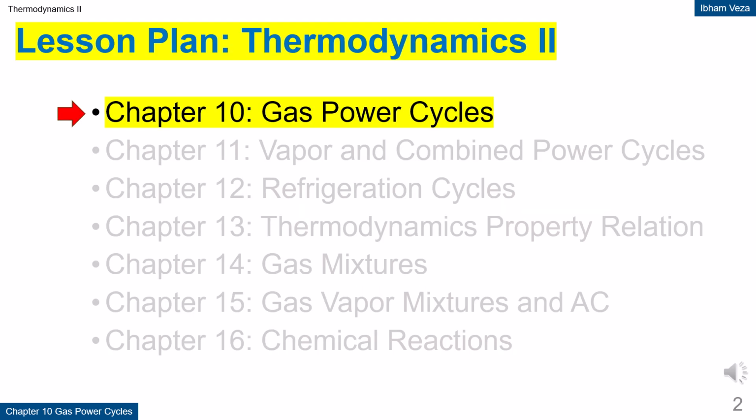Lesson Plan, Thermodynamics 2. The course structure shows the relationship among various power and refrigeration cycles. Gas power cycles are placed as the foundation before discussing vapor and refrigeration cycles. This sequence helps build understanding step by step from basic concepts to more complex applications. Each chapter supports the others in explaining energy conversion. With this flow, energy system analysis becomes more systematic.